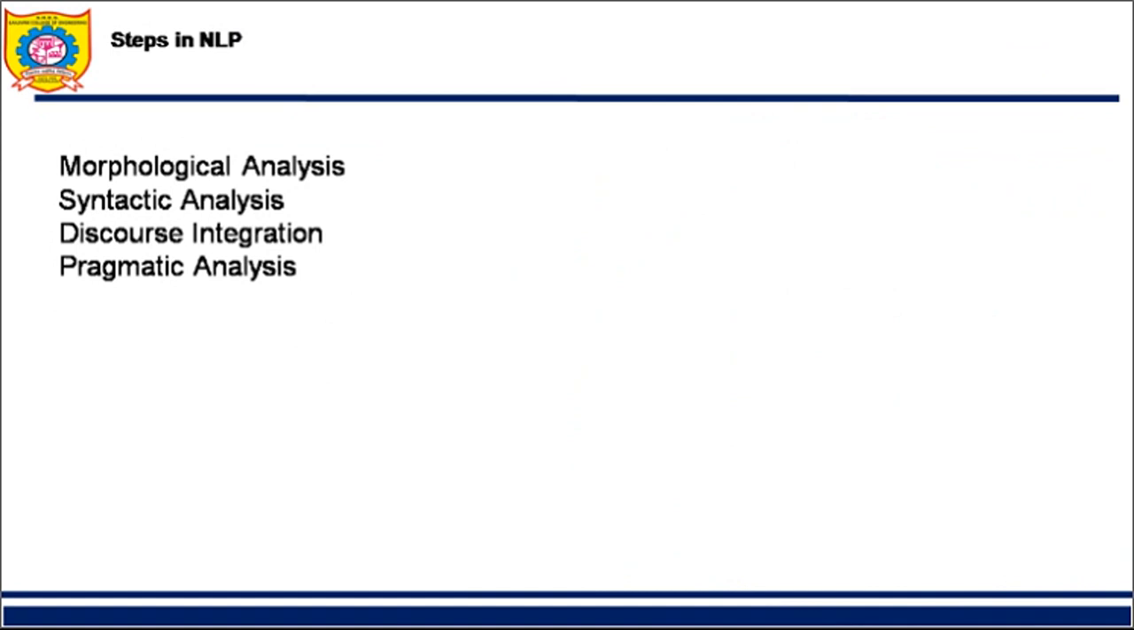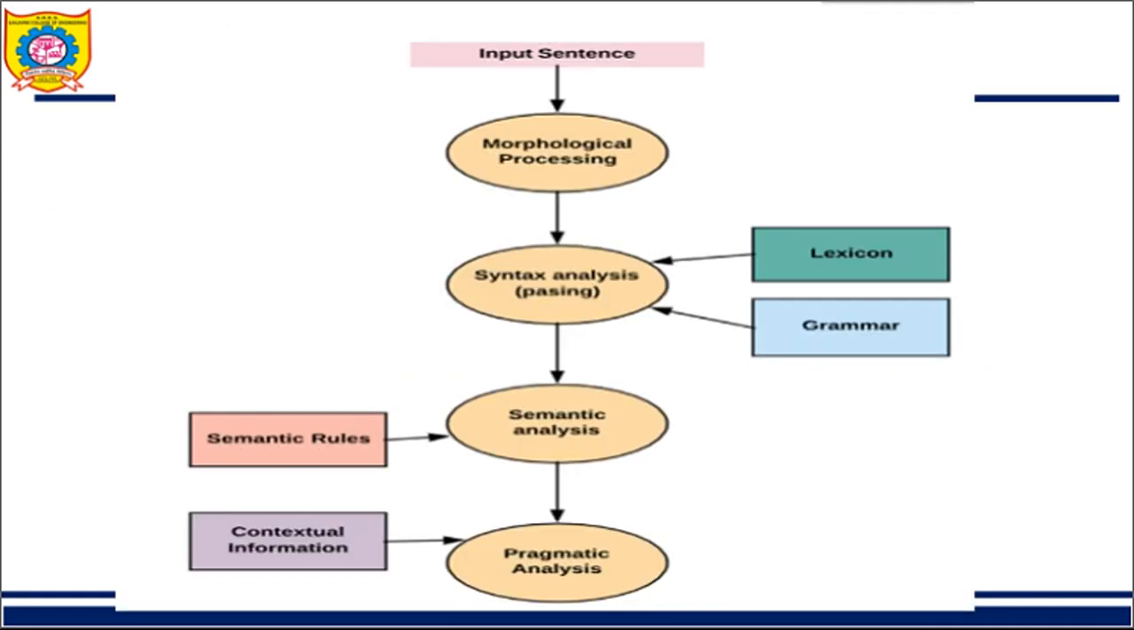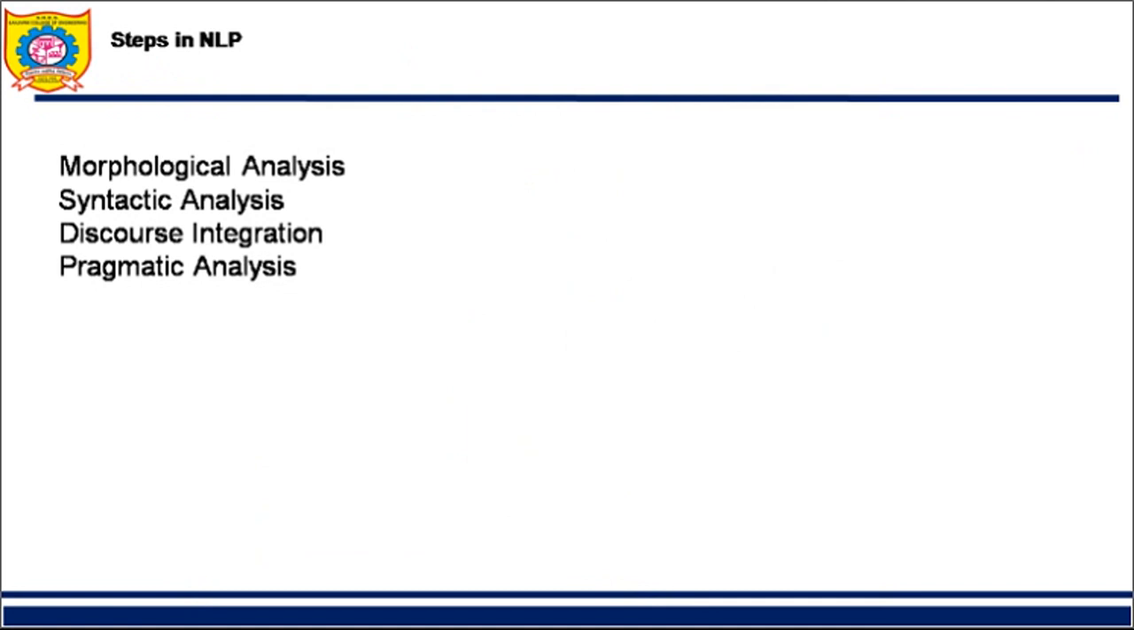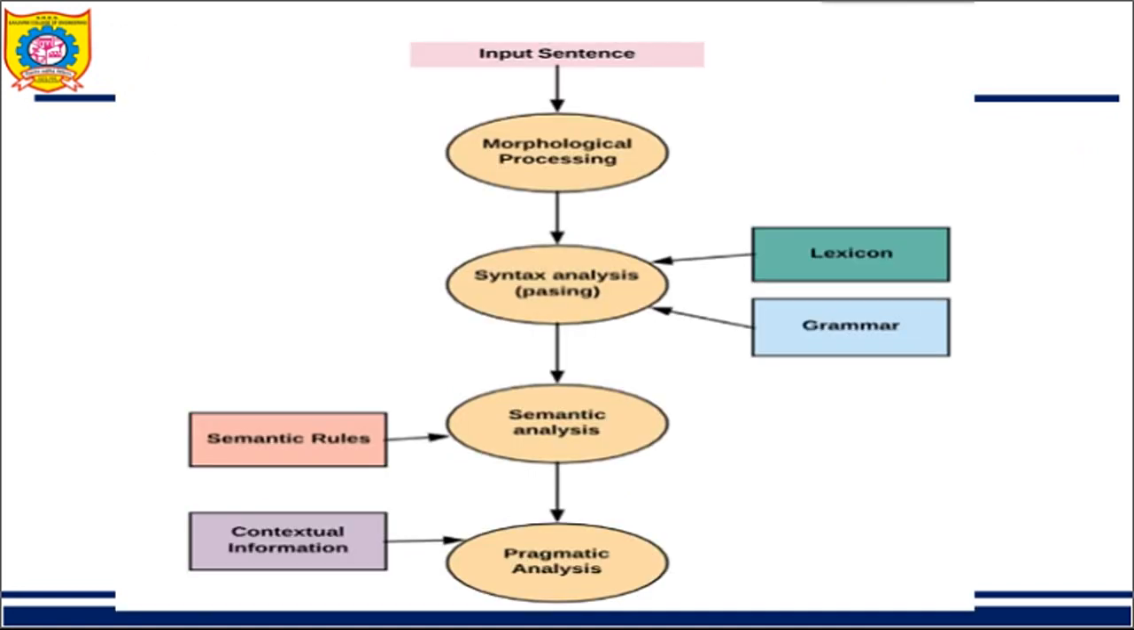In this video, we will learn the stages in NLP, or steps in NLP. So: morphological analysis, syntactic analysis, discourse integration, and pragmatic analysis. These are the steps we are going to learn one by one. So we have morphological processing, then syntax analysis, semantic analysis, and at the last we have pragmatic analysis. So you can see these four are the most important stages. Fine. So let us see them one by one.